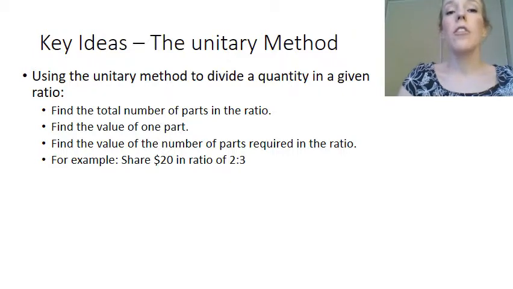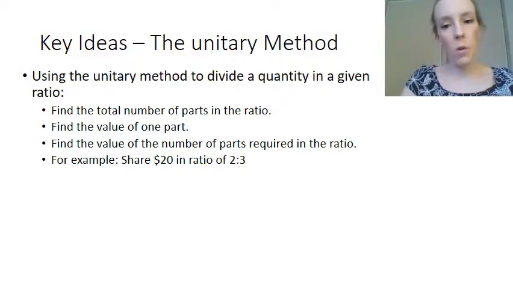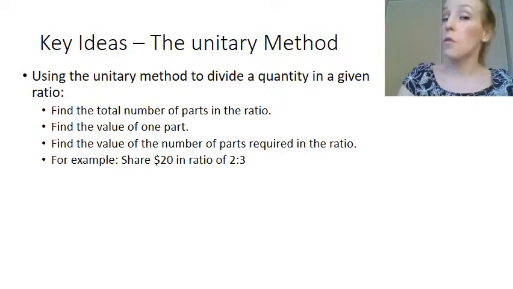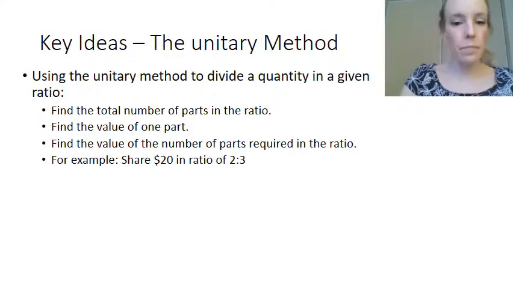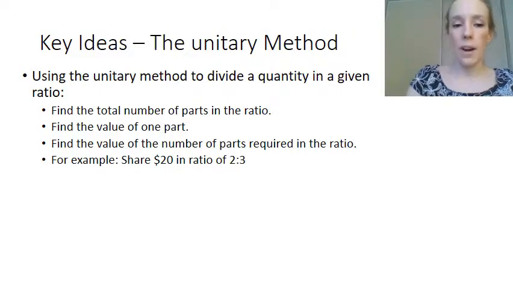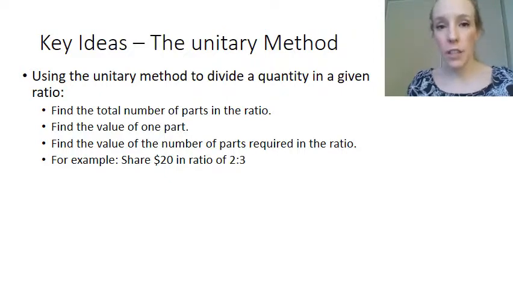Okay, so we're going to use the unitary method to help us solve these kinds of problems. When you use the unitary method to divide a quantity into a given ratio, there are a few steps. The first one is find the total number of parts in the ratio, so you add up each of the parts together. Then you have to find the value of one part. From that value of one part, you can then multiply or divide or do whatever you need to do to find the value required. So for example, a share of $20 in the ratio of 2 to 3.